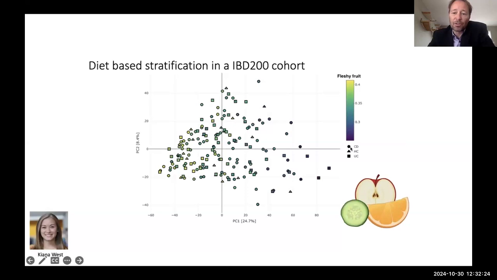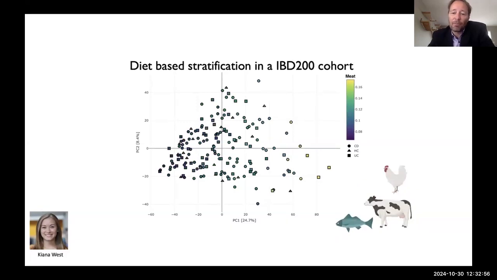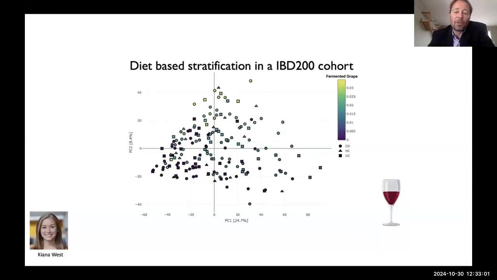So first of all, the circles represent individuals with Crohn's disease, whereas triangles are healthy controls and the squares are the ones that have ulcerative colitis. And then we color code this based on the ontology associated with fleshy fruit. So these are the spectral counts associated with fleshy fruit. So you can see the individuals on the left have more matches to fleshy fruit. The people on the left have more matches to vegetables. And then the people on the right have more matches to meat. And then the people on the top have more matches to fermented grapes.